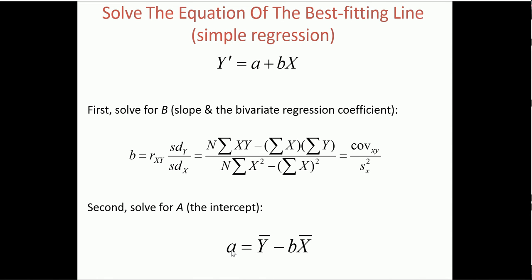The y-intercept equals the mean for your outcome minus b, your unstandardized regression coefficient, times the mean for the predictor, x bar. So y bar is the mean for the outcome variable, x bar is the mean for the predictor variable, and b here is the unstandardized regression coefficient, which would have been calculated above.